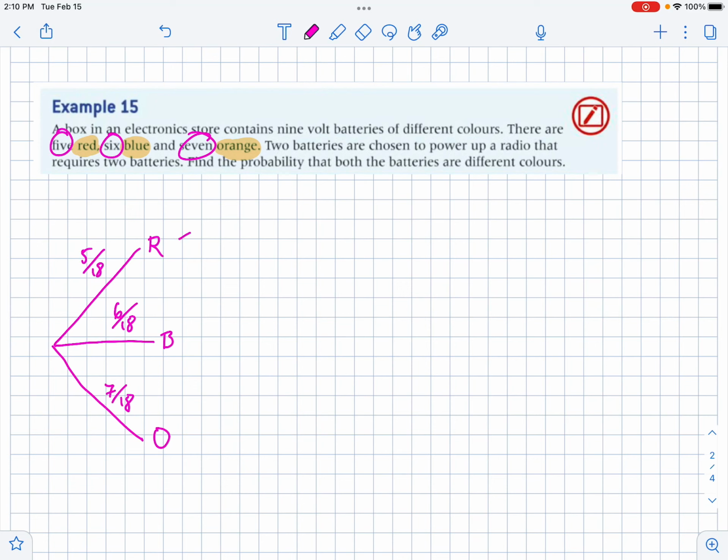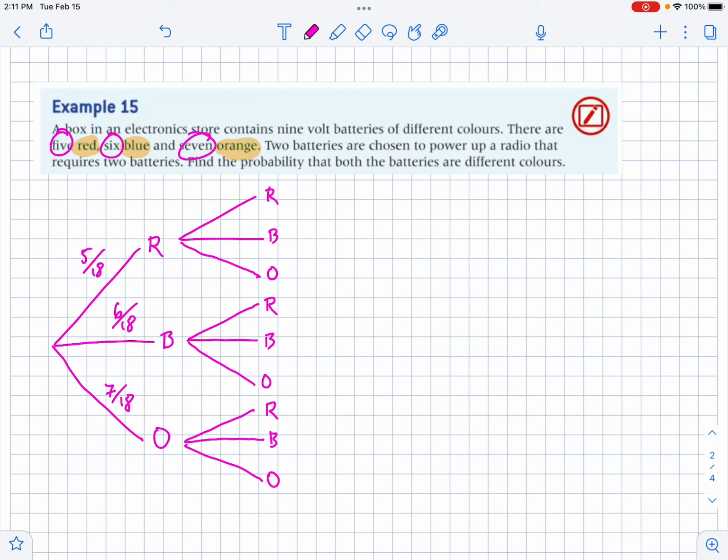But then you reach in for a second battery. So we have another selection of 3 different batteries here, 3 different batteries here, and 3 different batteries here. Where this is red, blue, orange, red, blue, orange, red, blue, orange. Now, with this problem, they don't mention anything about replacing the batteries and grabbing a fresh one. You're literally grabbing one of the 18, and then when you go to grab your second battery, there's only 17 left in there. So if it doesn't say otherwise, you can assume non-replacement.